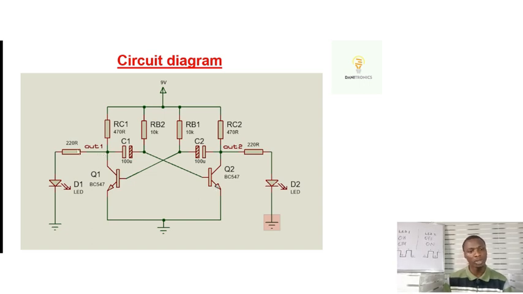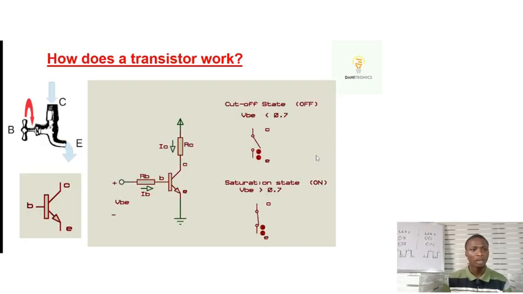Then the output of one is used to power this LED through this resistor, and the output of the second is to power the other LED through this resistor. Now, how does a transistor work? It's very important to understand how a transistor works, because without understanding how a transistor works, you cannot understand how this circuit works. The way I'm going to explain a transistor is I'm going to use a tap. This is just a symbol of a transistor here. This is an NPN transistor.